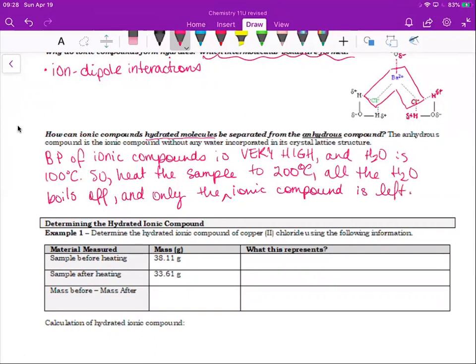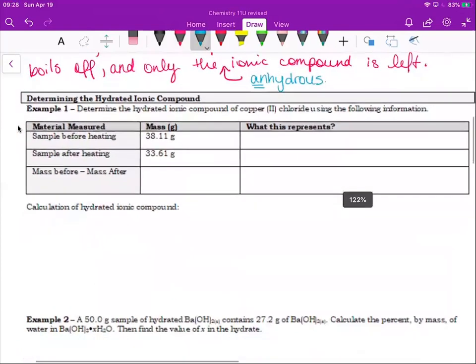Now, I want to introduce a new word: anhydrous. Whenever you see an, that means opposite or without. So an anhydrous compound is a without-water compound. So if you get the sample up to 200 degrees Celsius, all that's going to be left over is simply the ionic compound. So we would have done this in class.